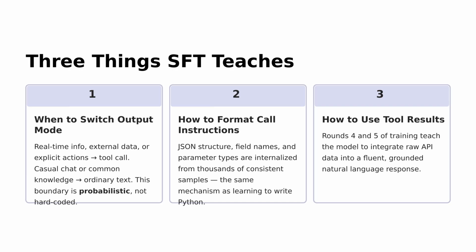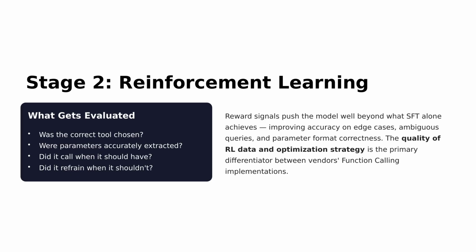Today, we'll explore 3 key lessons from SFT. First, it teaches when to switch output modes, using tool calls for real-time info and ordinary text for casual chat. This decision is made probabilistically. Second, it shows how to format call instructions using JSON, much like writing Python. Lastly, it integrates tool results, training the model to convert raw API data into smooth and natural language responses during later training rounds.